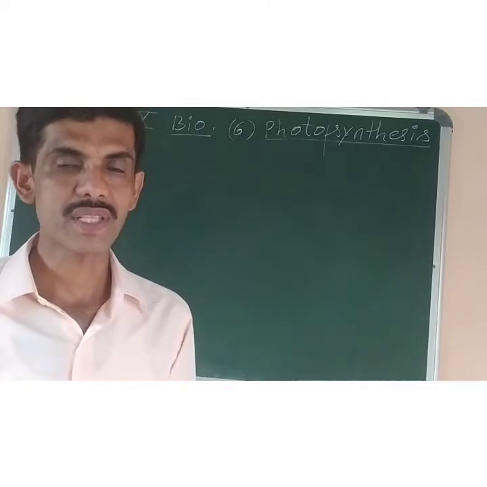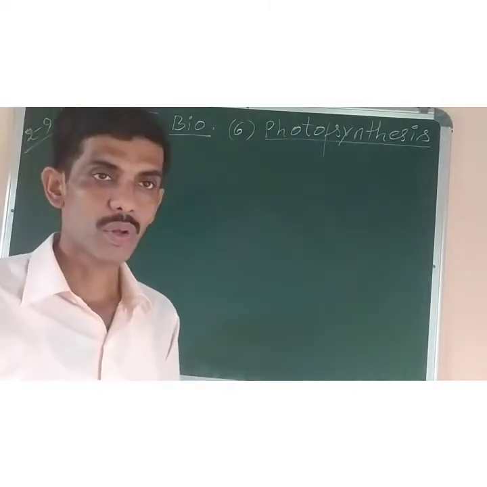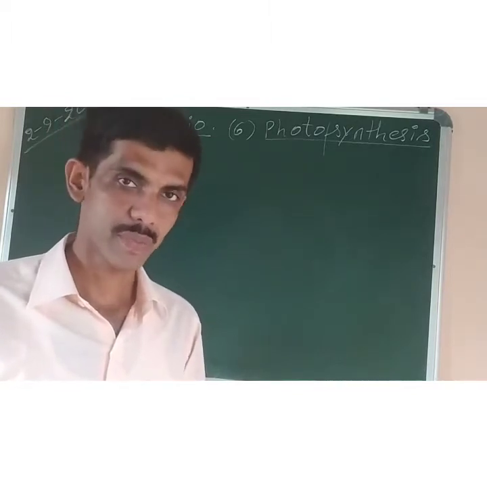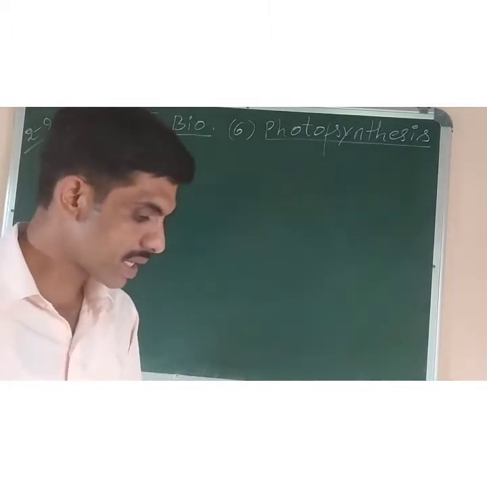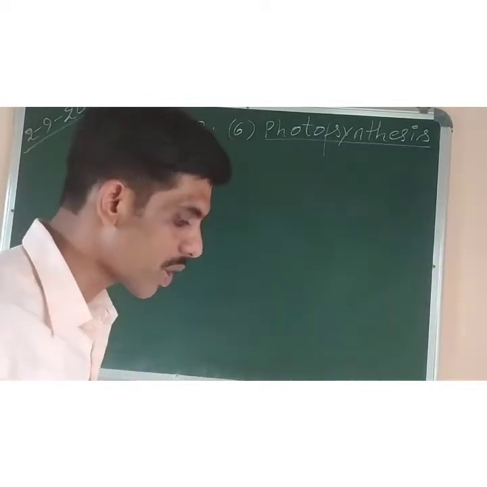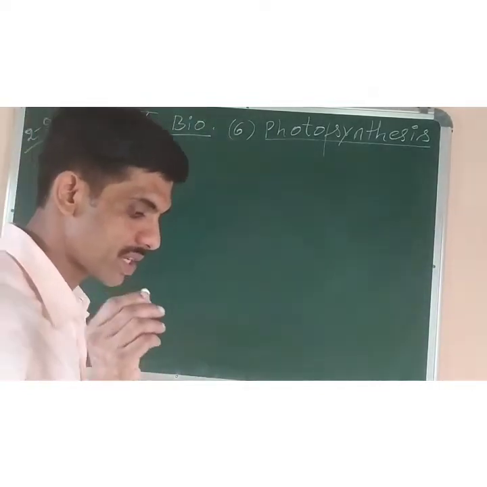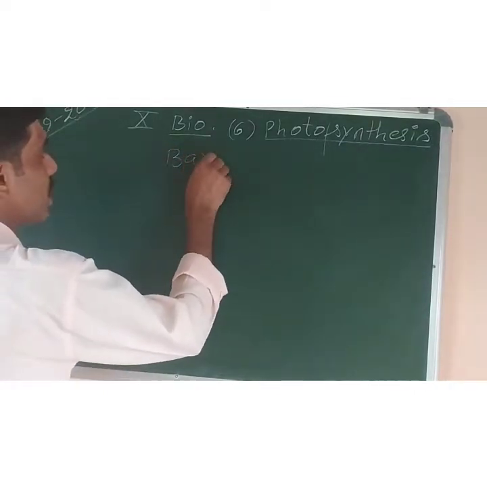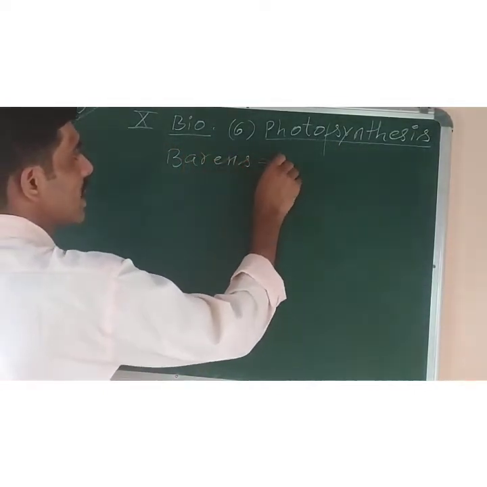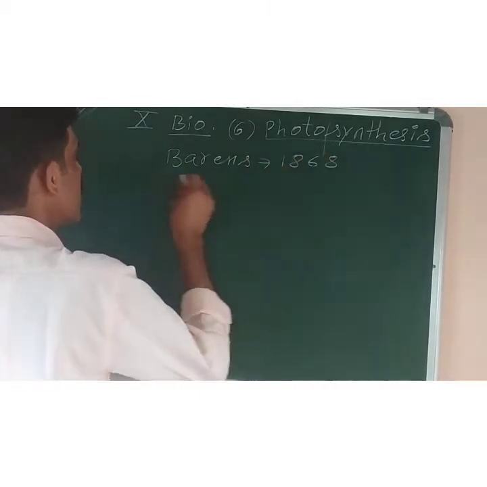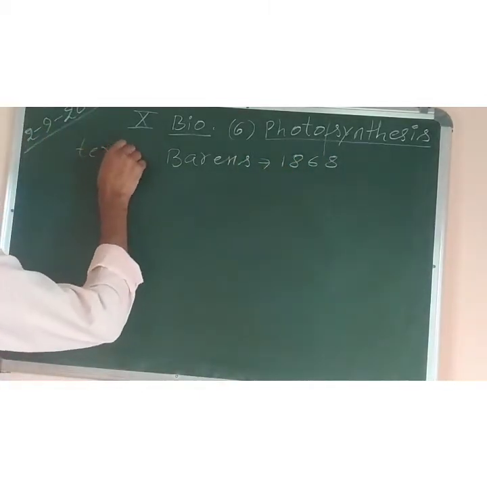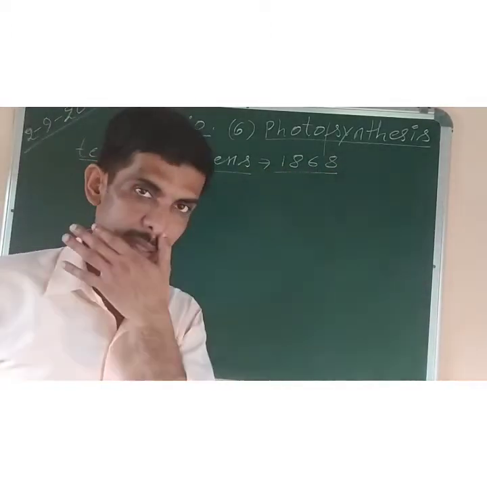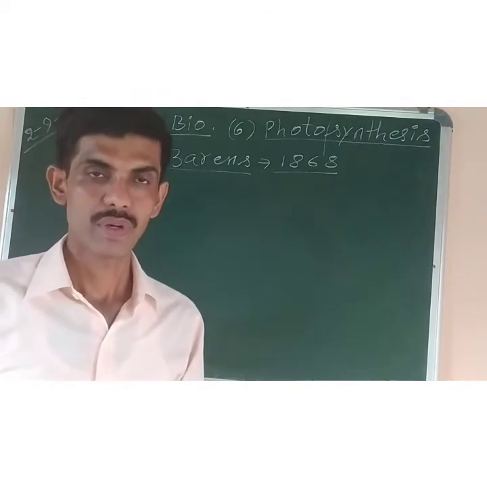So all the raw materials are available, and then the chlorophyll, which is present in the green parts of the plant, also helps in this process. Now there is a term, photosynthesis is a Greek word. The term photosynthesis was given by Barents in 1868. In your book it is mentioned, Barents in 1868. Name of the scientist that you have to learn.